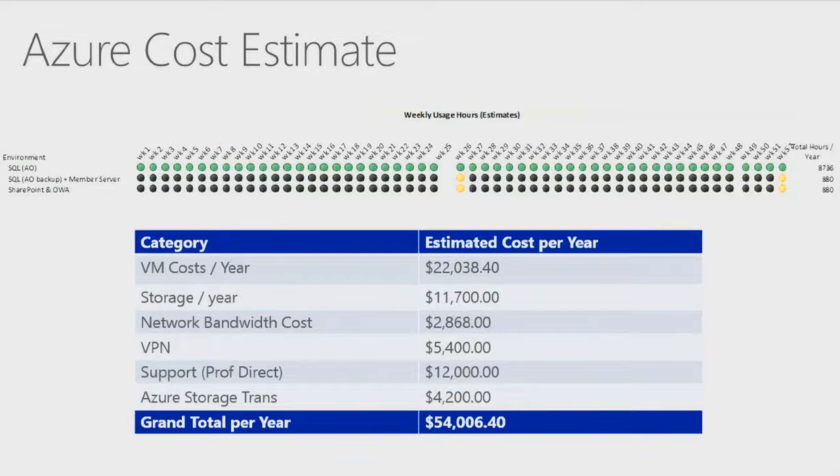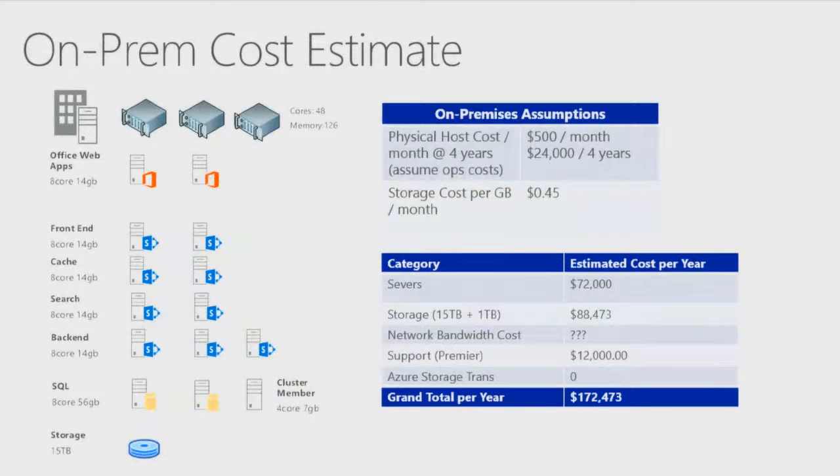Now let's take a look at the on-prem side. On the on-prem side, we're going to make some assumptions. First, we have the same architecture, but we're going to assume that this virtualized footprint runs on a minimum of 3 physical hosts. Now, you might actually want to run this on more physical hosts for better availability, but we're going to go with 3 for right now.